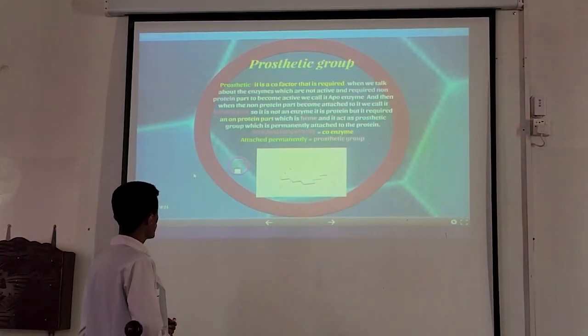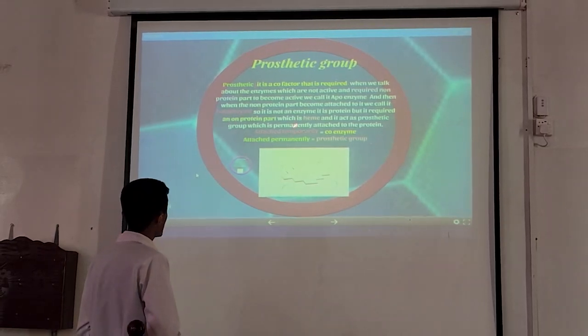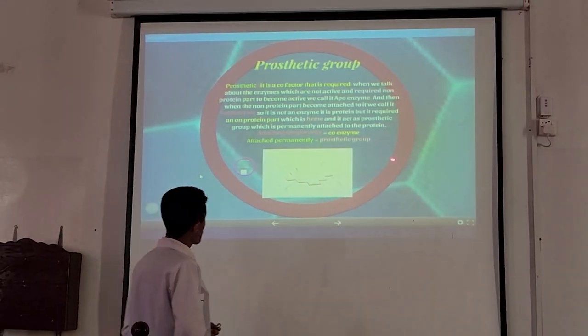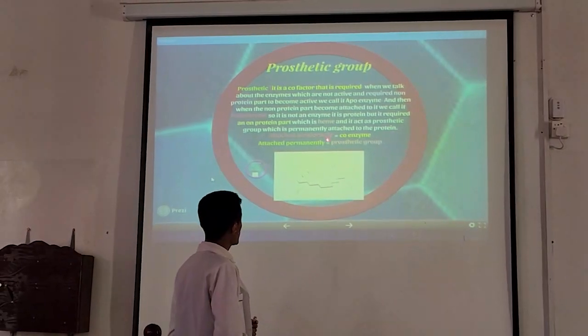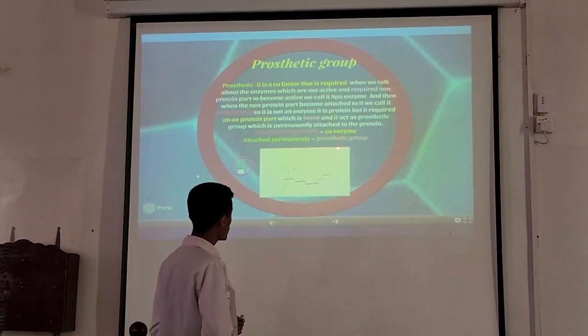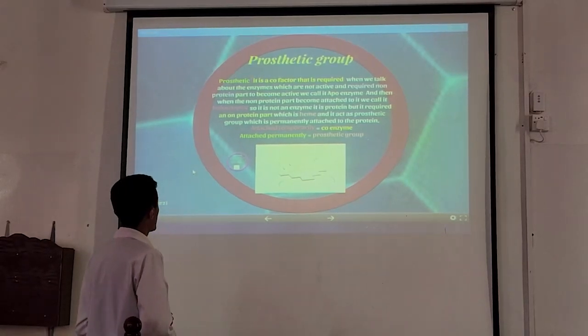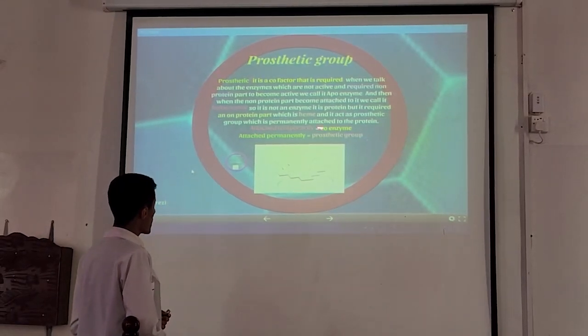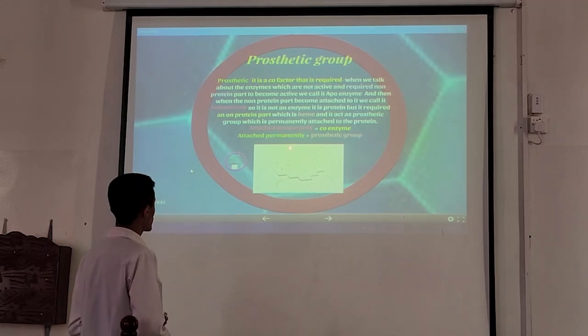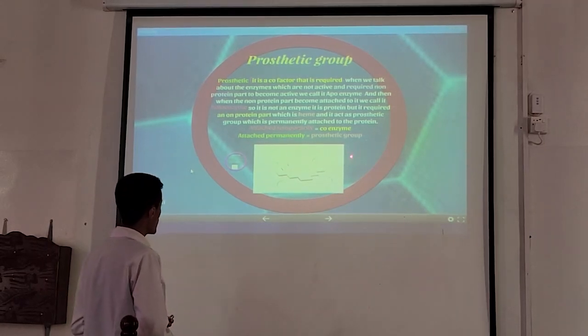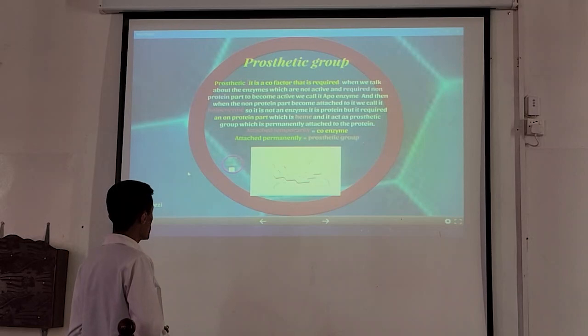But some proteins have another part, an inorganic prosthetic group, which is heme, like hemoglobin, to act perfectly. The coenzyme is attached to the enzyme temporarily, but the prosthetic group is attached to the protein permanently.